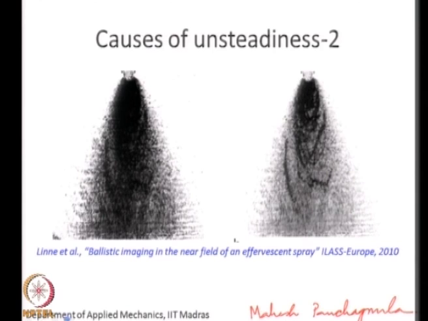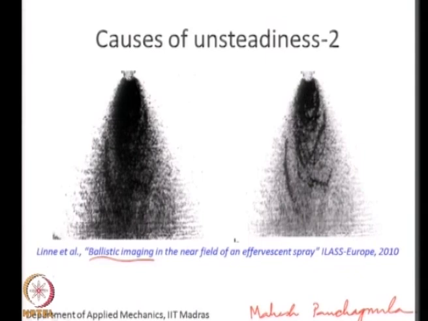This is another way to quantify what I was talking about in terms of this nonlinear effect, using a technique called ballistic imaging. Okay, this is recently finding use in looking at dense sprays, where the number density of droplets is very high, and this group was able to make ballistic images of an effervescent spray, and the left hand side is sort of an averaged picture.